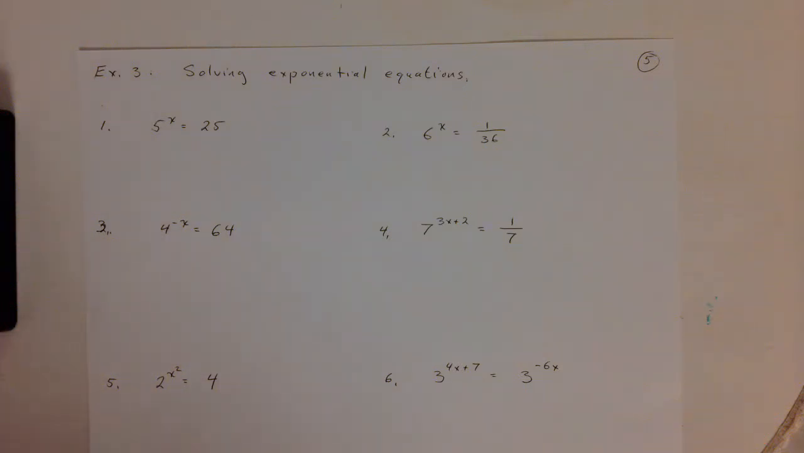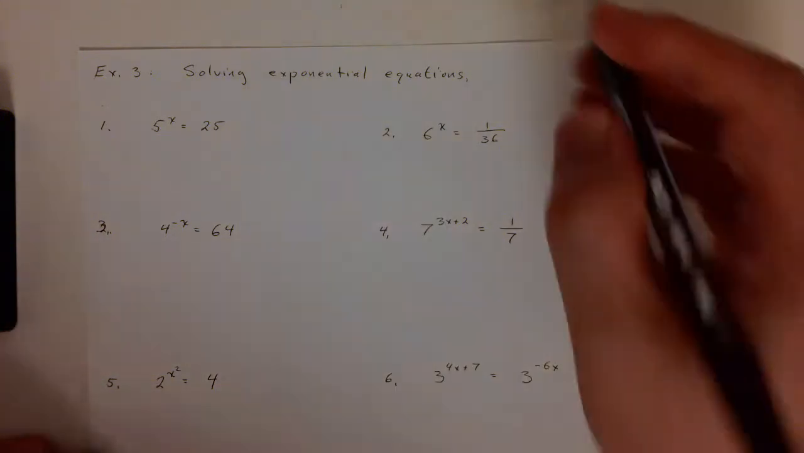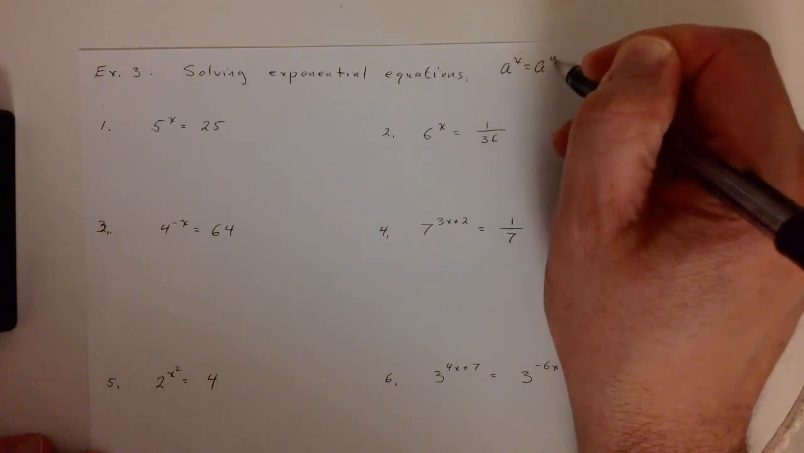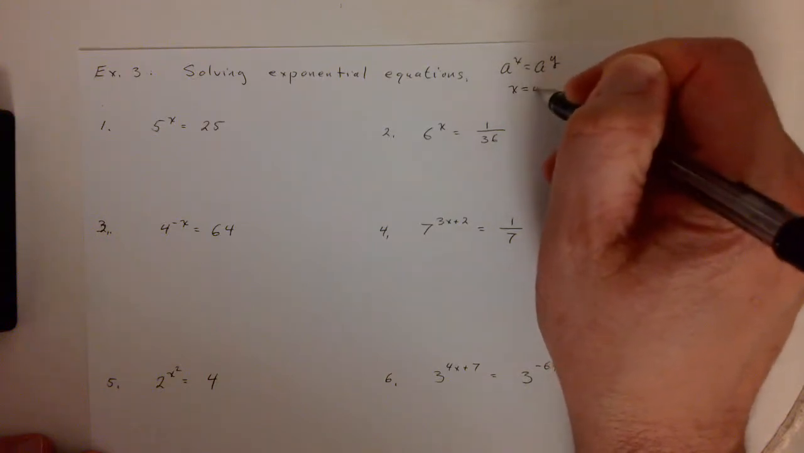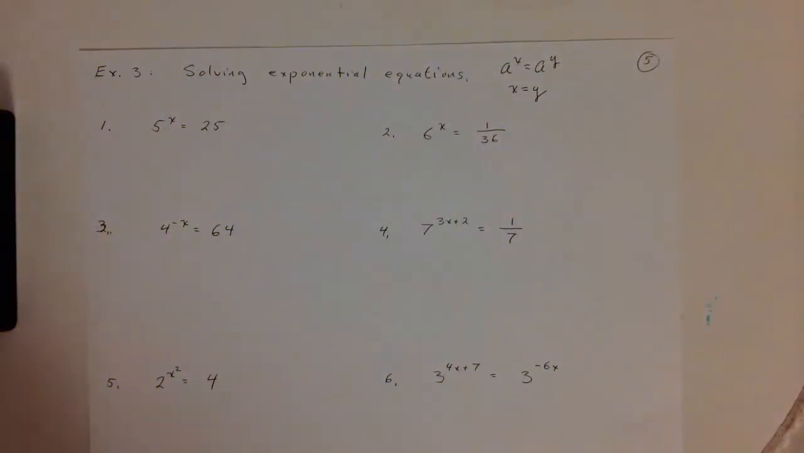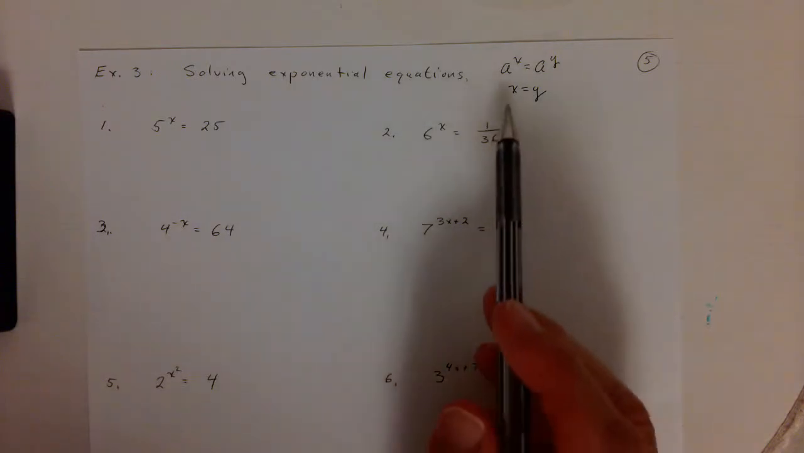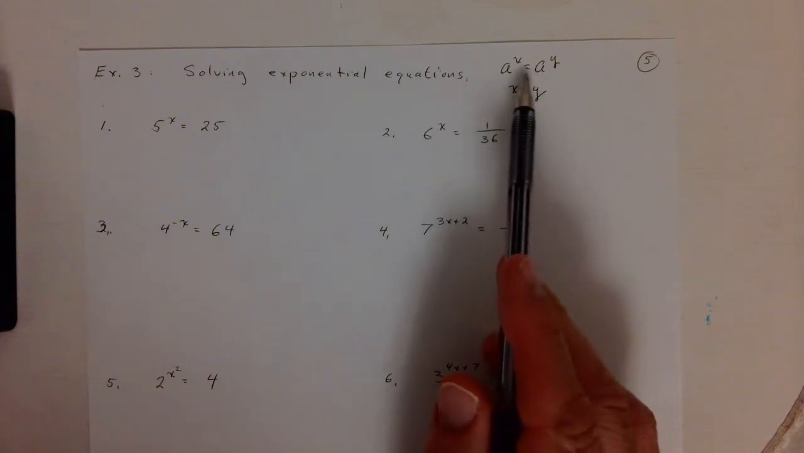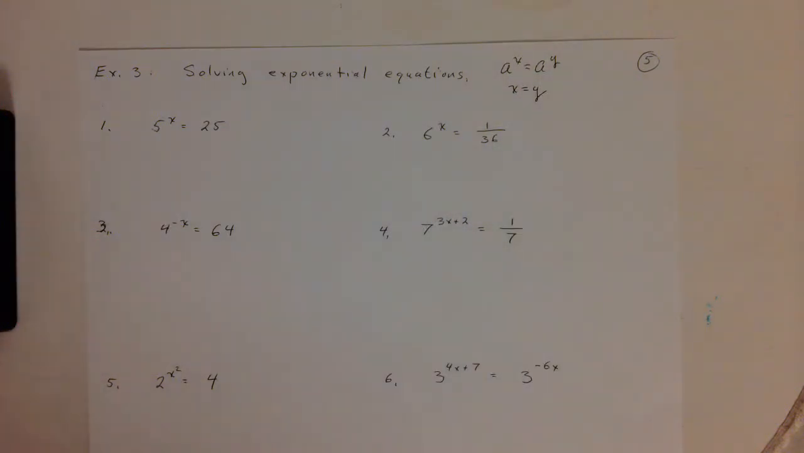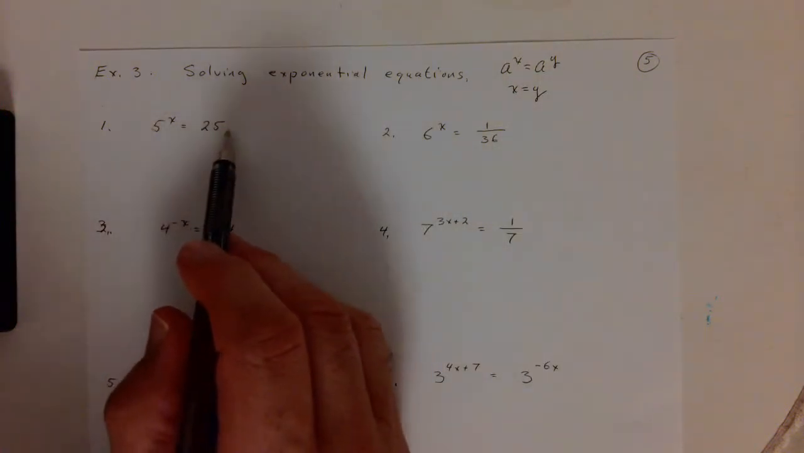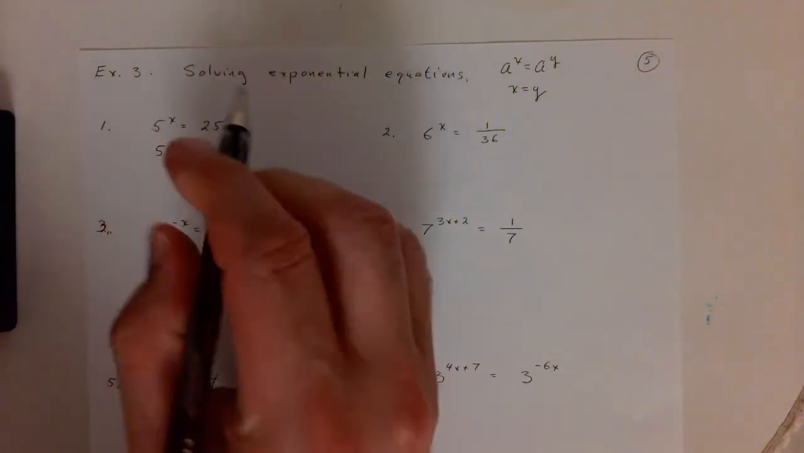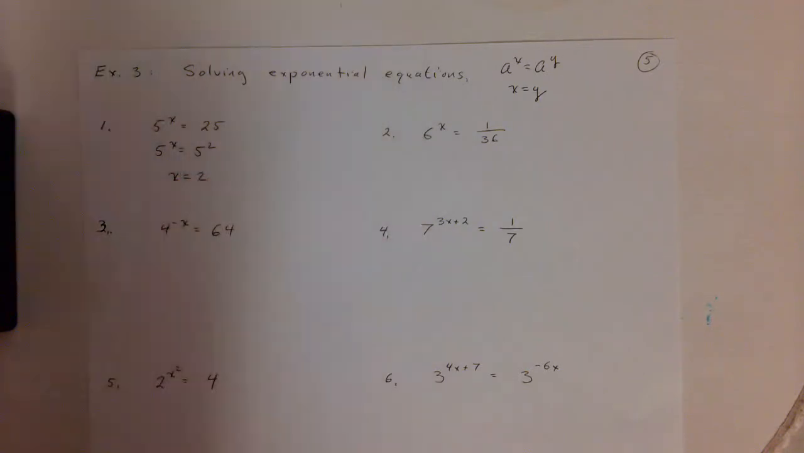The key here is just to remember that exponential functions are one-to-one. In particular, if you ever have a to the x equals a to the y, then this means that x has to be equal to y. So if you can write both sides as a power using the same base, then you can just set the exponents equal to each other. So for example, we know that 25 is 5 squared. So 5 to the x is 5 squared. So this means that x has to be 2.